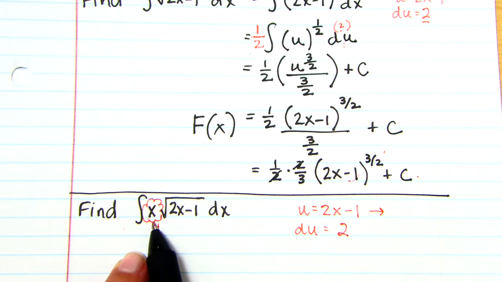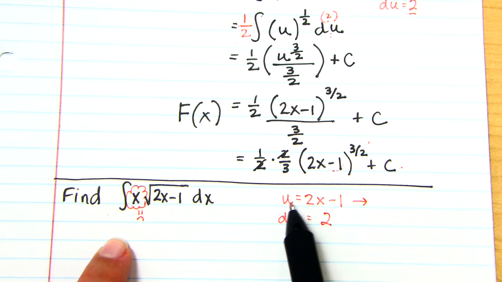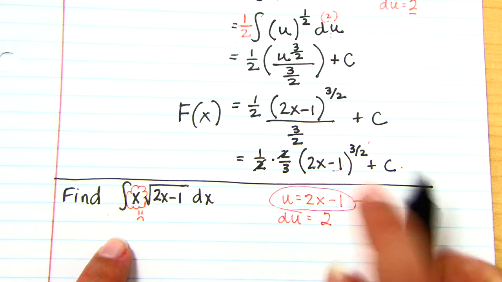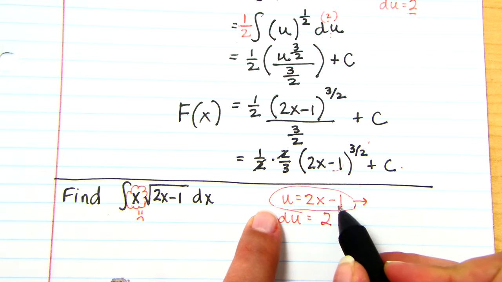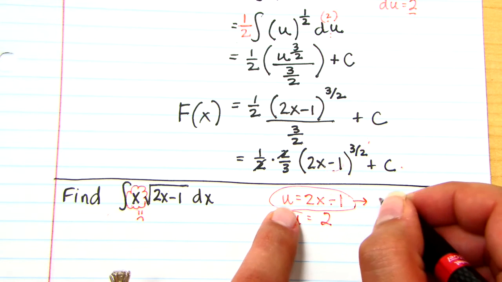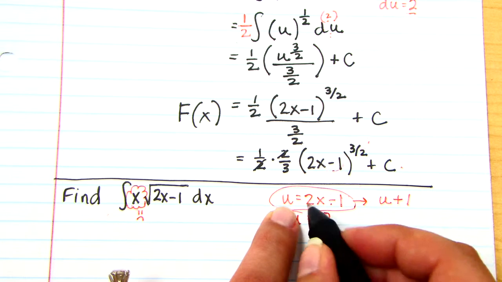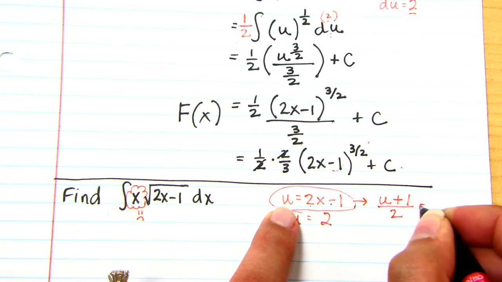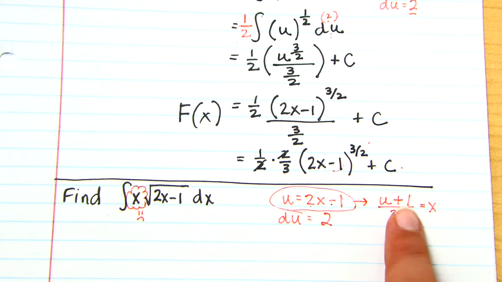We need to make a substitution for x. Rearrange this equation, so solve it for x. Actually do this right now. So you're subtracting 1. So you're going to have u plus 1. And then you're going to divide the 2 off of it. So rearranging that u substitution piece gives us that x is going to be equivalent in this problem to u plus 1 divided by 2.